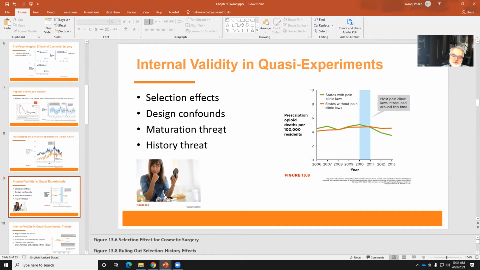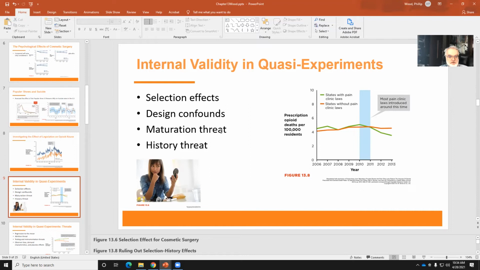We don't have experimental control when we're looking at quasi-experiments. There could be selection effects. So as I mentioned before, maybe some countries are qualitatively different than other countries. They're bigger, they're smaller, they're richer, they're poorer. And that leads to observed differences between the groups that you have in your quasi-experiment.